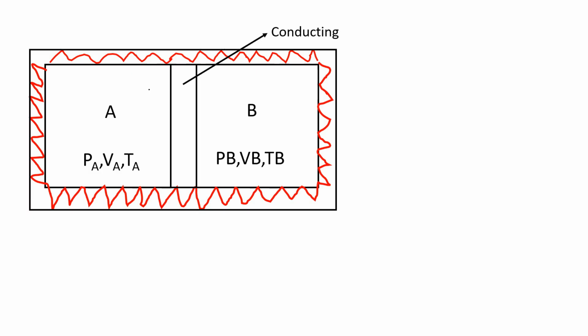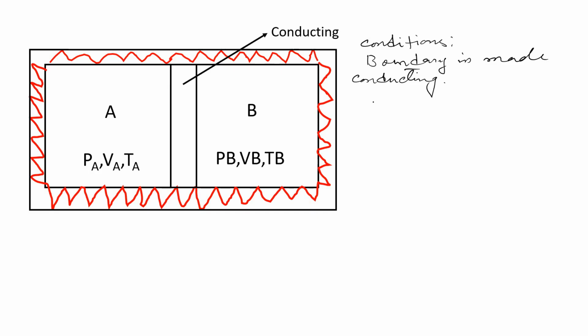Here what we have done is, same systems A and B, they are kept in an insulated container, but here the boundary is made conducting. So here the conditions are, I'll write the conditions. The first condition is the boundary is made conducting. This is number one.